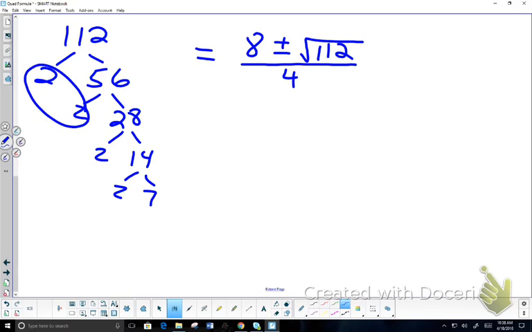I got a pair of buddies and I got a pair of buddies. So what can come out? 2 times 2. So let's see. That would be 8 plus or minus 2 times 2 is 4. What stays inside? 7.